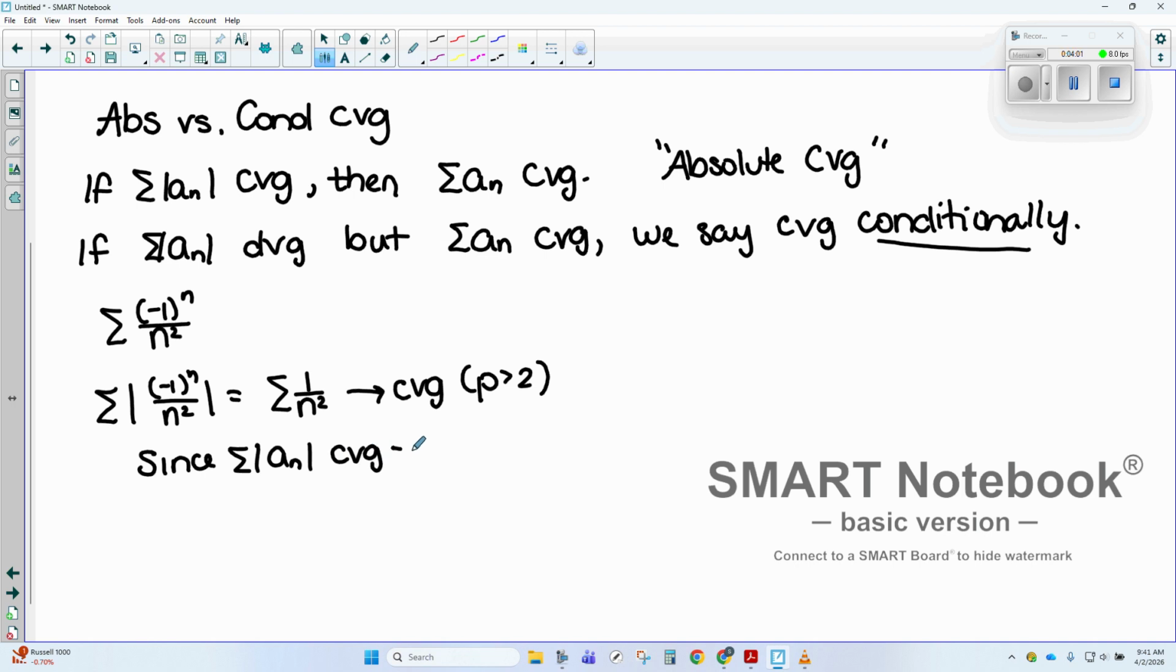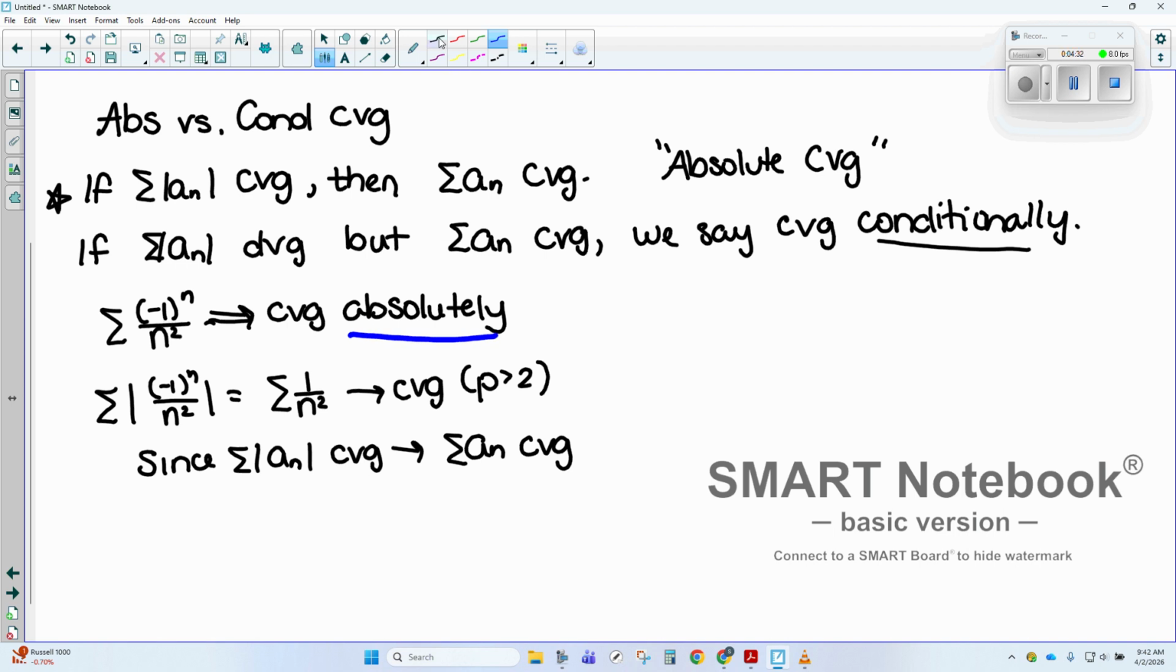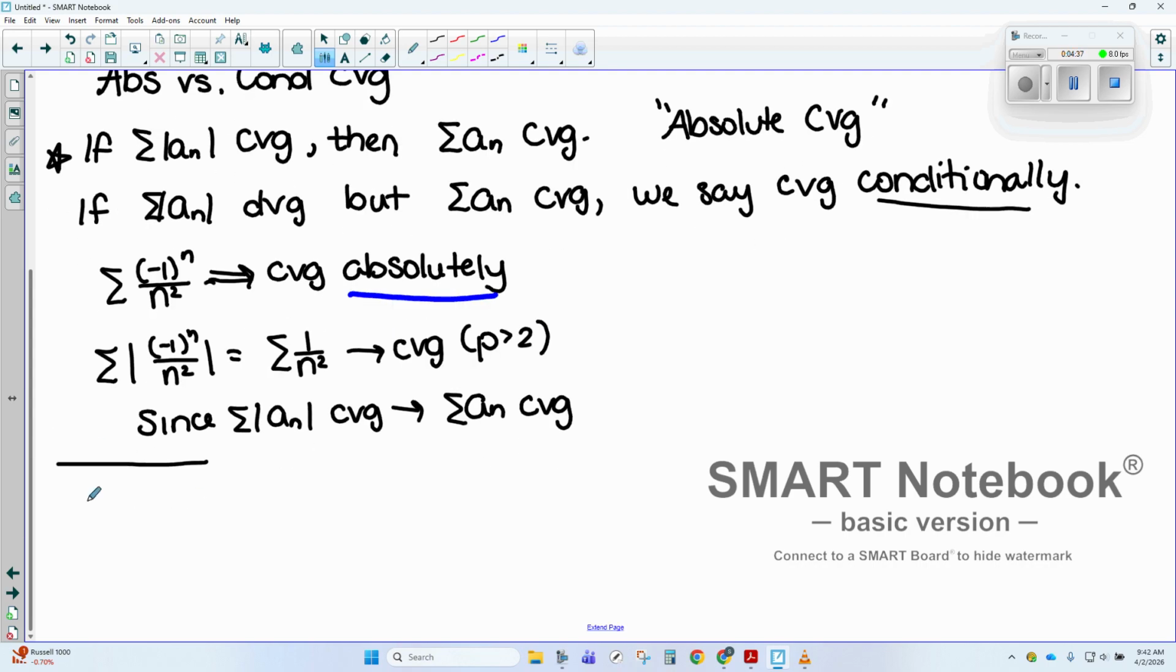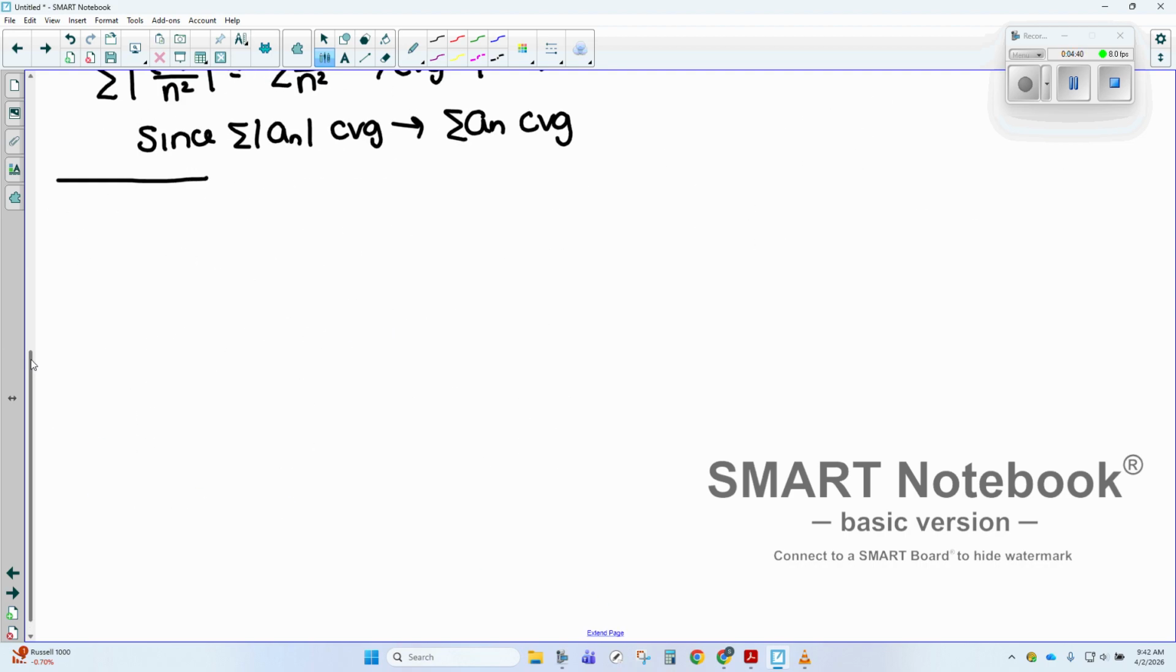So since the absolute value of those terms converges, then by default, from our theorem up here, theorem 9.16 in your book, a sub n converges. That means this series is going to converge absolutely. The absolute value of all the terms converged, which means the series without the absolute values will also converge. So we say that it's converging absolutely.